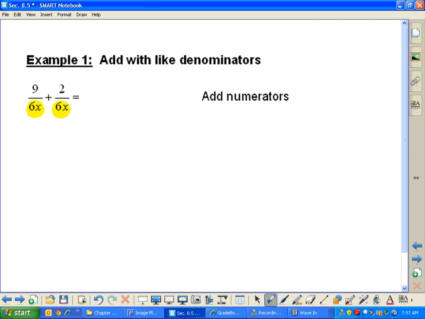So I'm going to follow the process that I just outlined in the previous slide. I'm going to add straight across the top and then bring the denominator along for the ride. So I have 9 plus 2 over 6x. That gives me 11 over 6x. The last thing you have to do before you circle that and make it your final answer is check to make sure it doesn't reduce. I look at this and I'm like, 11 and 6? Can't reduce those at all. So that actually stays put. That is your answer. The sum of those two fractions is 11 over 6x. Questions about that?